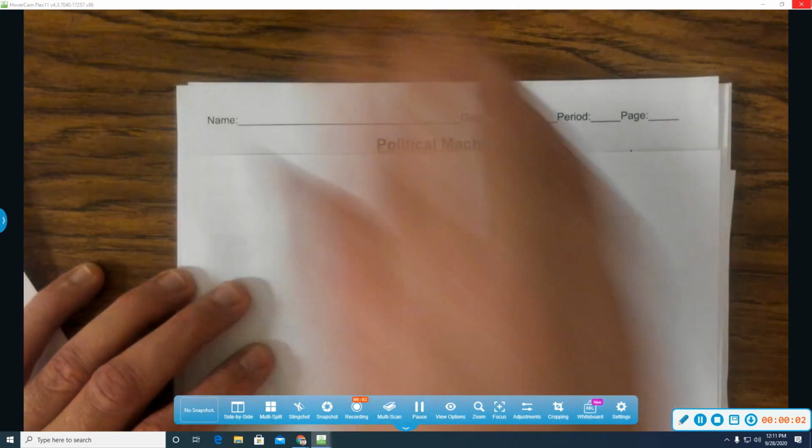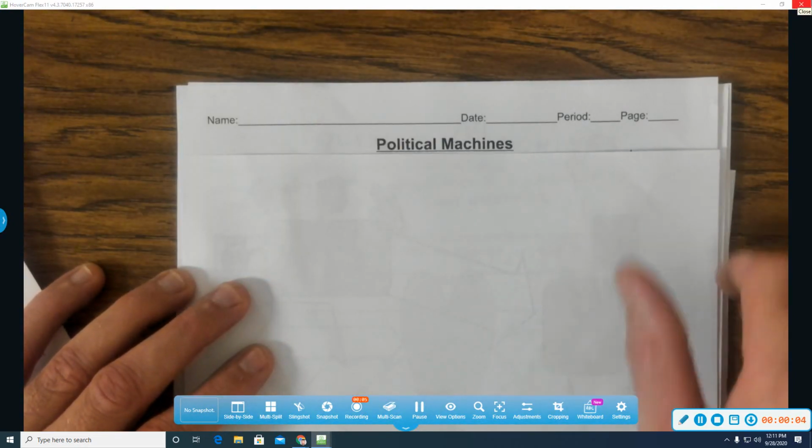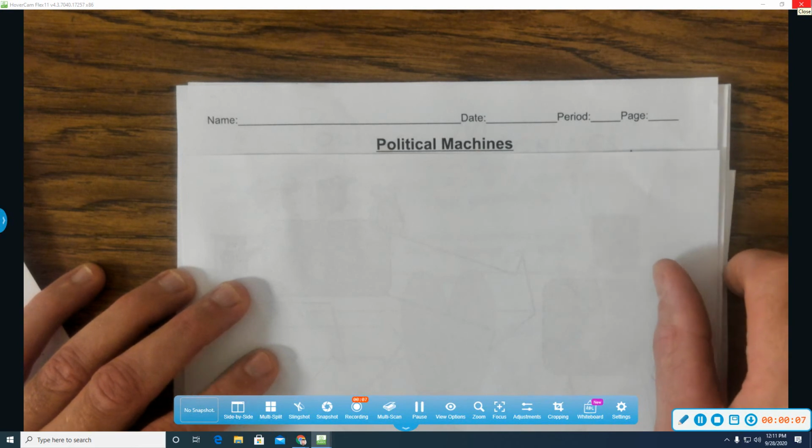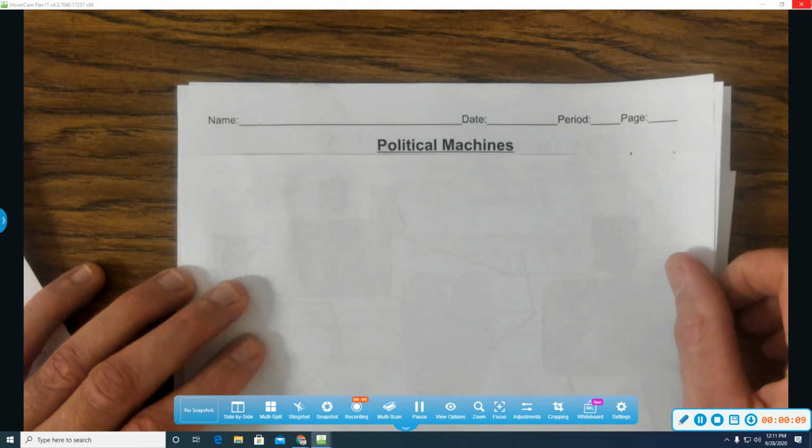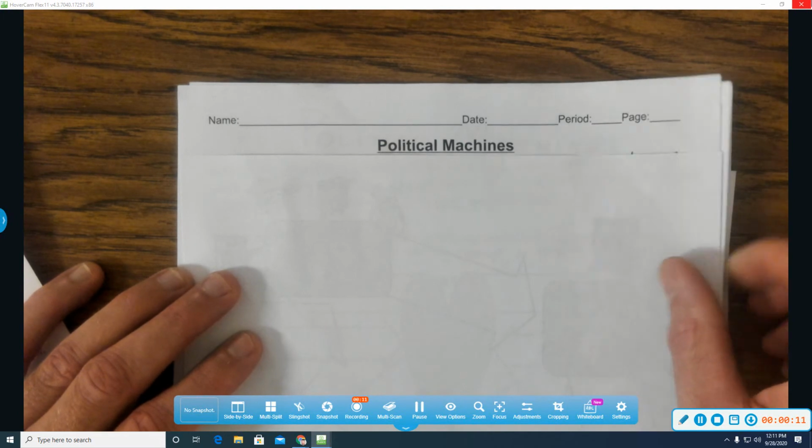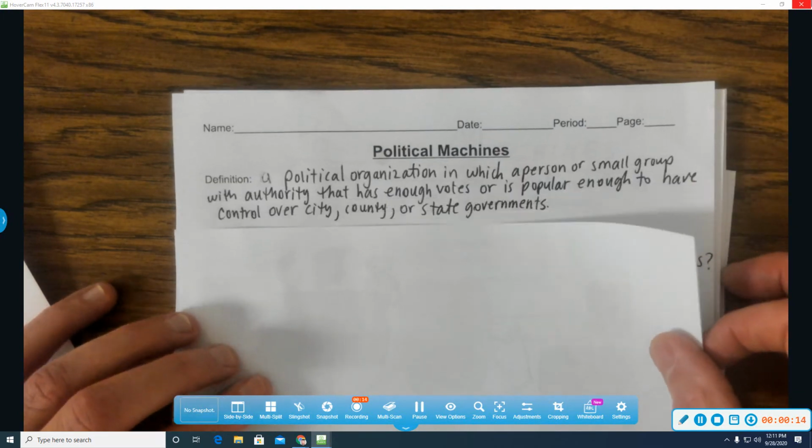All right, students, here is the graphic organizer for the political machines. We've finished the reading, and here we go. Okay, political machines. Here is a definition.